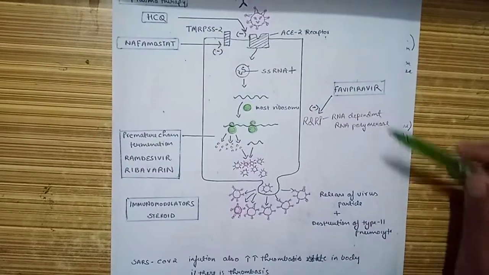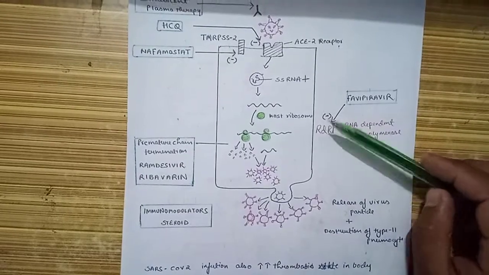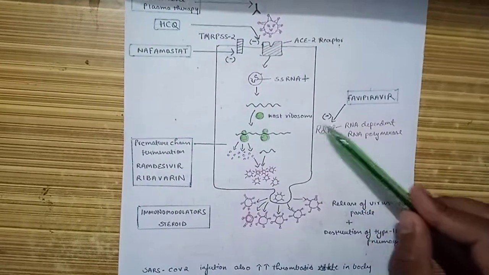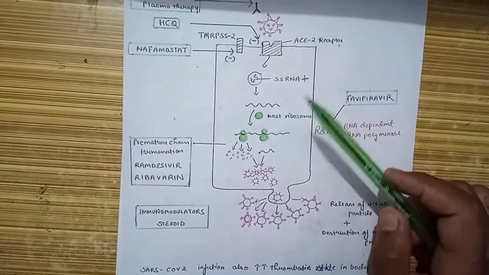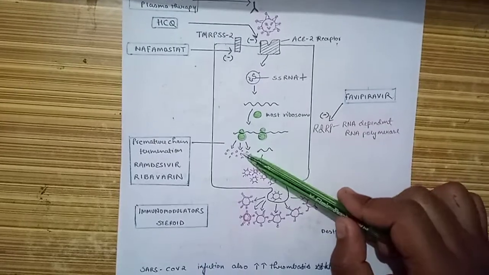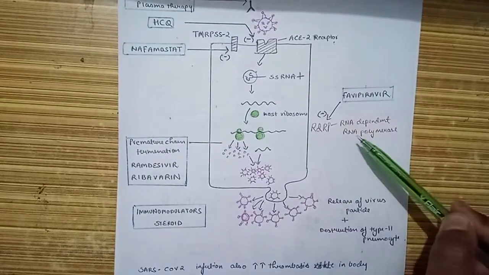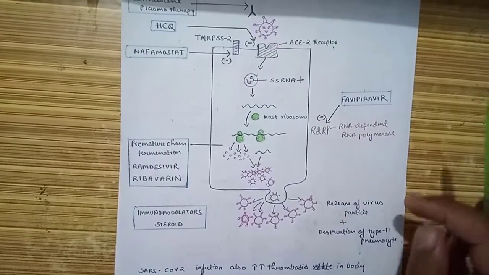The third drug is favipiravir. Now favipiravir is interesting. It inhibits the RdRp. We already studied that this RNA polymerase, which uses the host ribosome to form the viral proteins, is known as RdRp, the RNA dependent RNA polymerase, and favipiravir inhibits this.